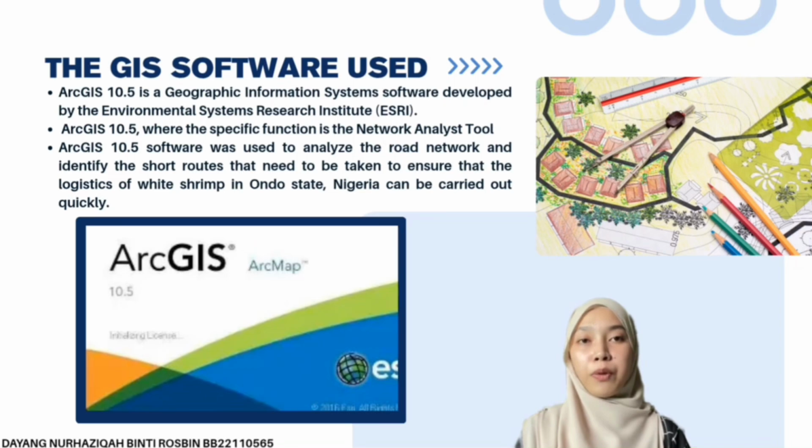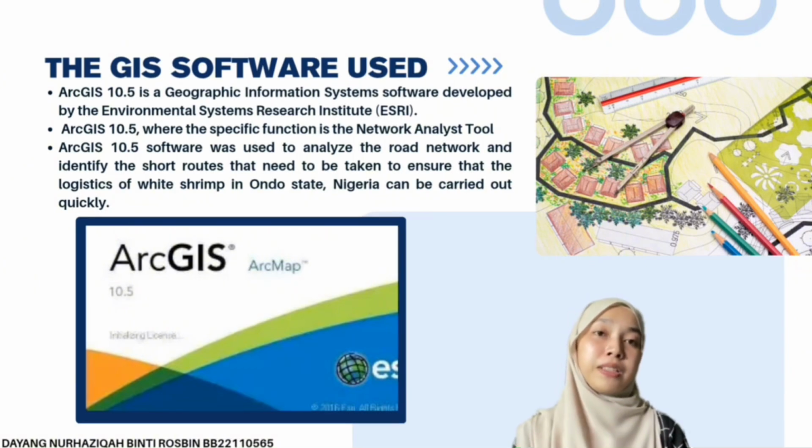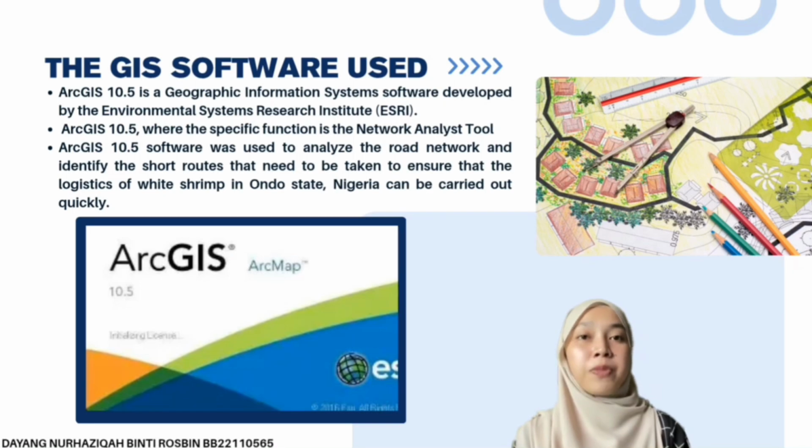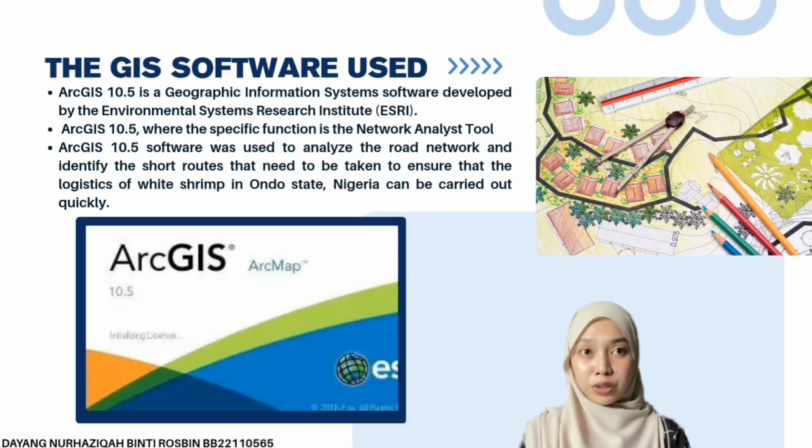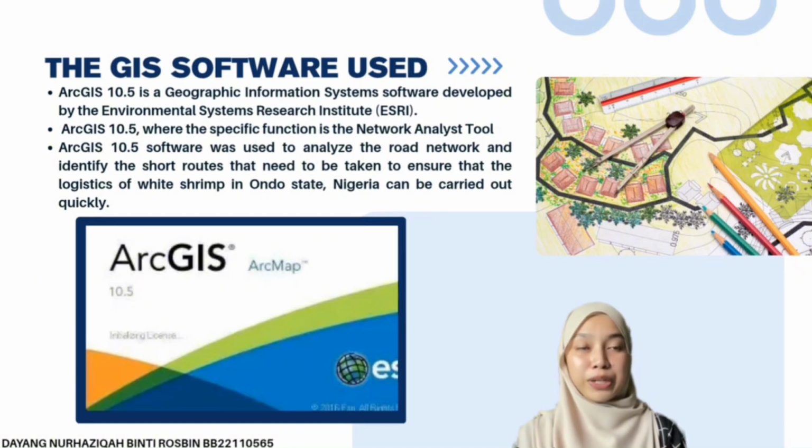Secondly is the GIS software used in this study. It's ArcGIS 10.5 Geographic Information System software developed by the Environmental System Research Institute (ESRI), where the specific function in the network analysis tools is used to analyze the shortest routes between the city and the processing area or market. ArcGIS 10.5 software has been used to analyze the road network and identify the short routes that need to be taken to ensure the logistics of the white shrimps in Ondo State, Nigeria can be carried out quickly.